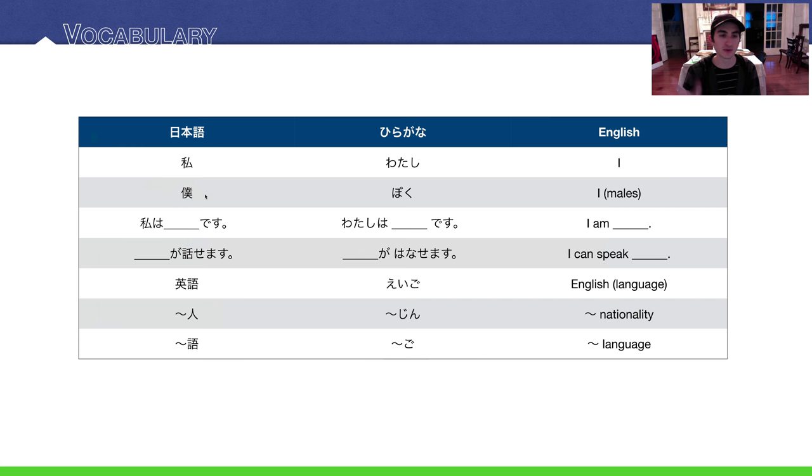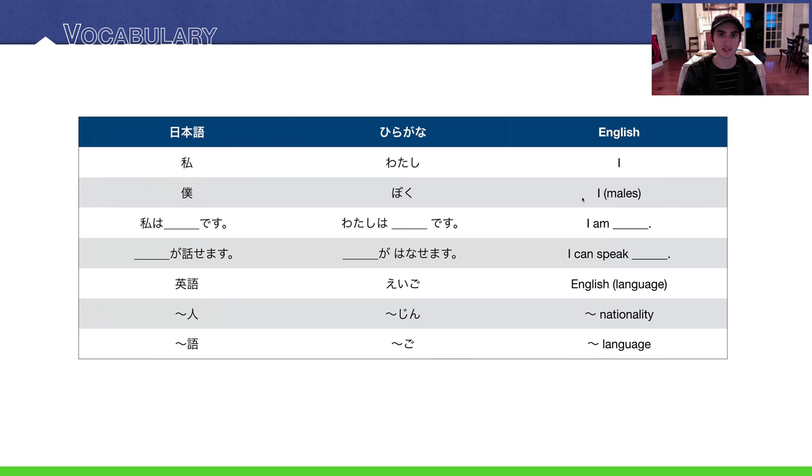Then I threw in boku, just to give some variation. There are many pronouns in Japanese. It's very frustrating at times, but sometimes it can be fun. Boku means I as well, but it has a boyish sound. So usually only males say this. Sometimes girls can say this if they want to sound boyish.